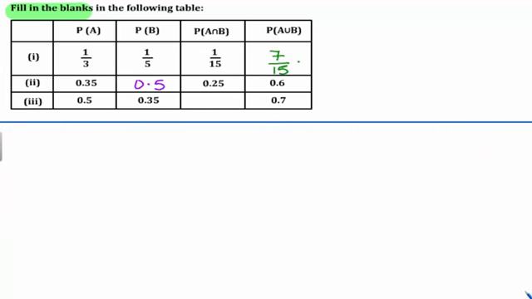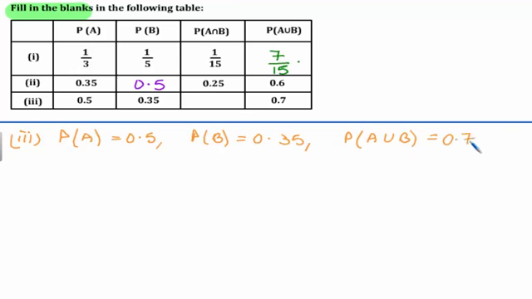Now let us find the solution to the third part. In the third part, we are given that probability of A is 0.5, probability of B is 0.35, and probability of A union B is 0.7. We have to find probability of A intersection B.